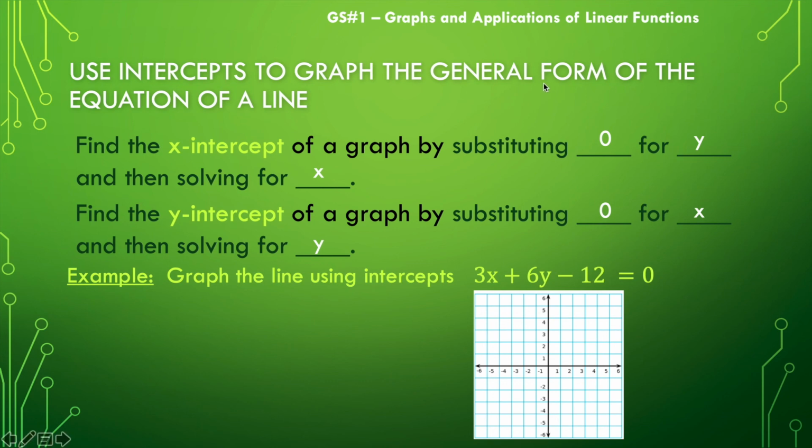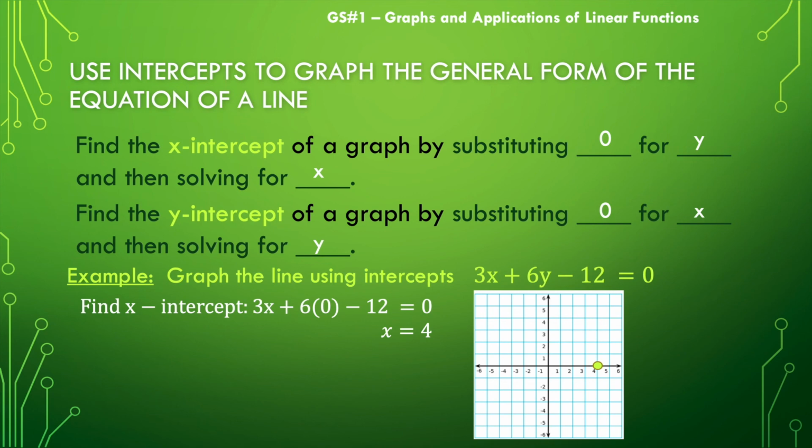So let's look at this equation, 3x plus 6y minus 12 is equal to 0, and find the x-intercept by substituting 0 in for y, so we'll put a 0 here, and then solve for x. Okay, so 3x plus 6 times 0 minus 12 is equal to 0. Well, what happens here? This 6 times 0 just disappears, right? So I'll end up with 3x minus 12 is equal to 0. So 3x equals 12, and x will equal 4. So on the x-axis, I'm going to plot the point 4, 0.